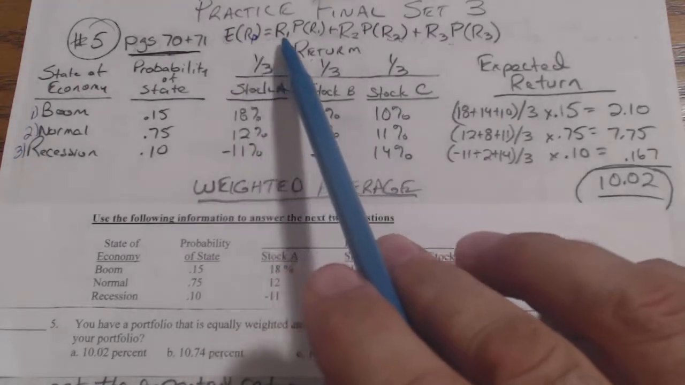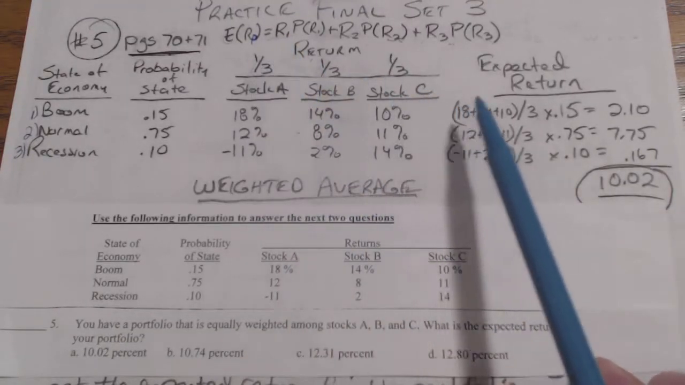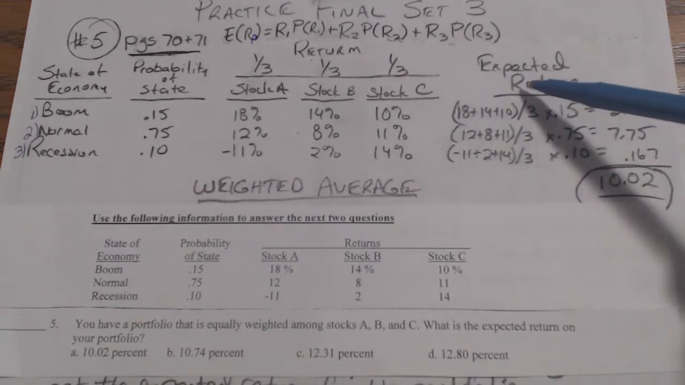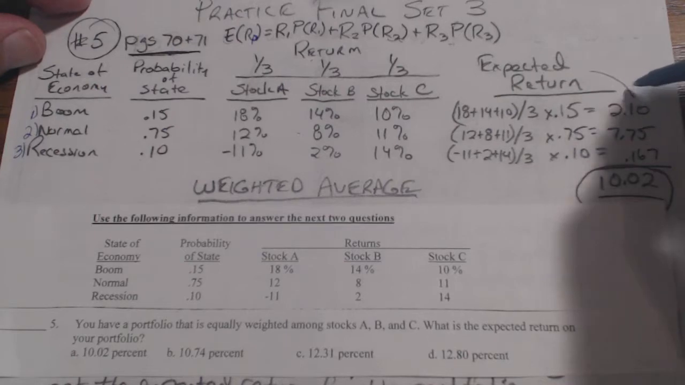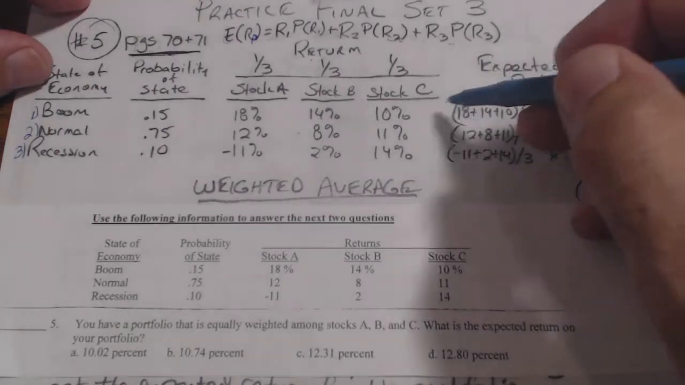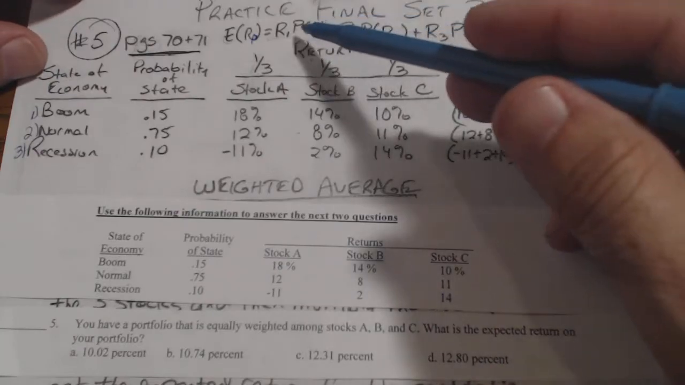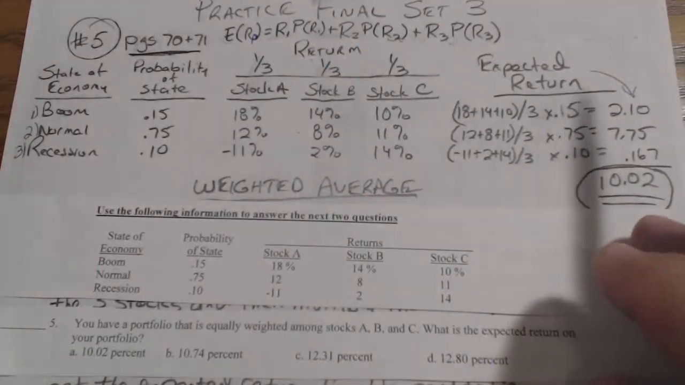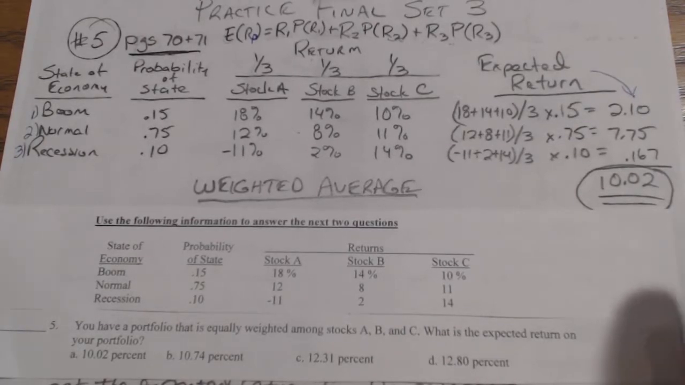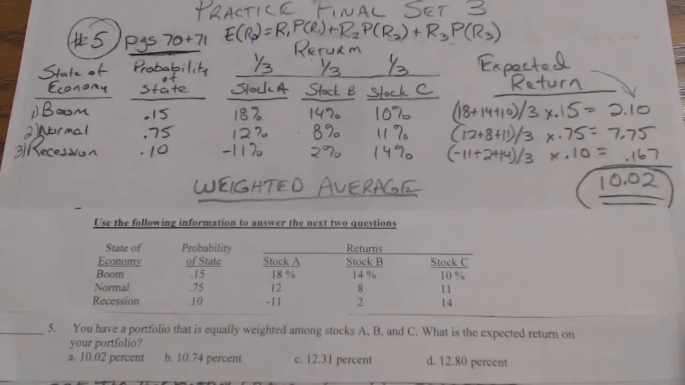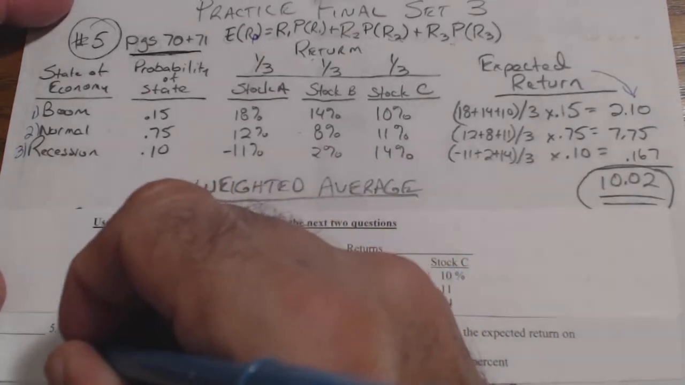Here's a formula that works the same way. The return here, when we're talking about the portfolio return, this is the expected return right here. The portfolio return would be adding these weighted returns together and then multiplying it times the probability for each state. Okay, so look on page 70 on that example if you have any questions. So the answer for this is 10.02%, which is A.